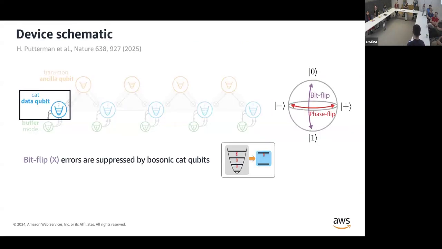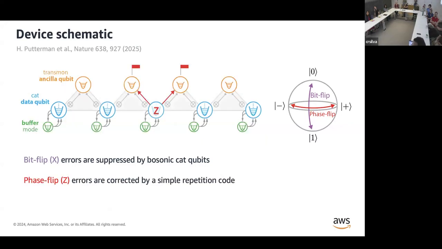Okay, so this I showed you. Now let me explain. As I mentioned, the cat qubits' bit flip, X errors, will be suppressed by these bosonic cat qubits. I'll show you how. And now, what is the concatenation that is happening? In our experiment, because it was the first experiment, all X errors we just correct by the cat qubits.